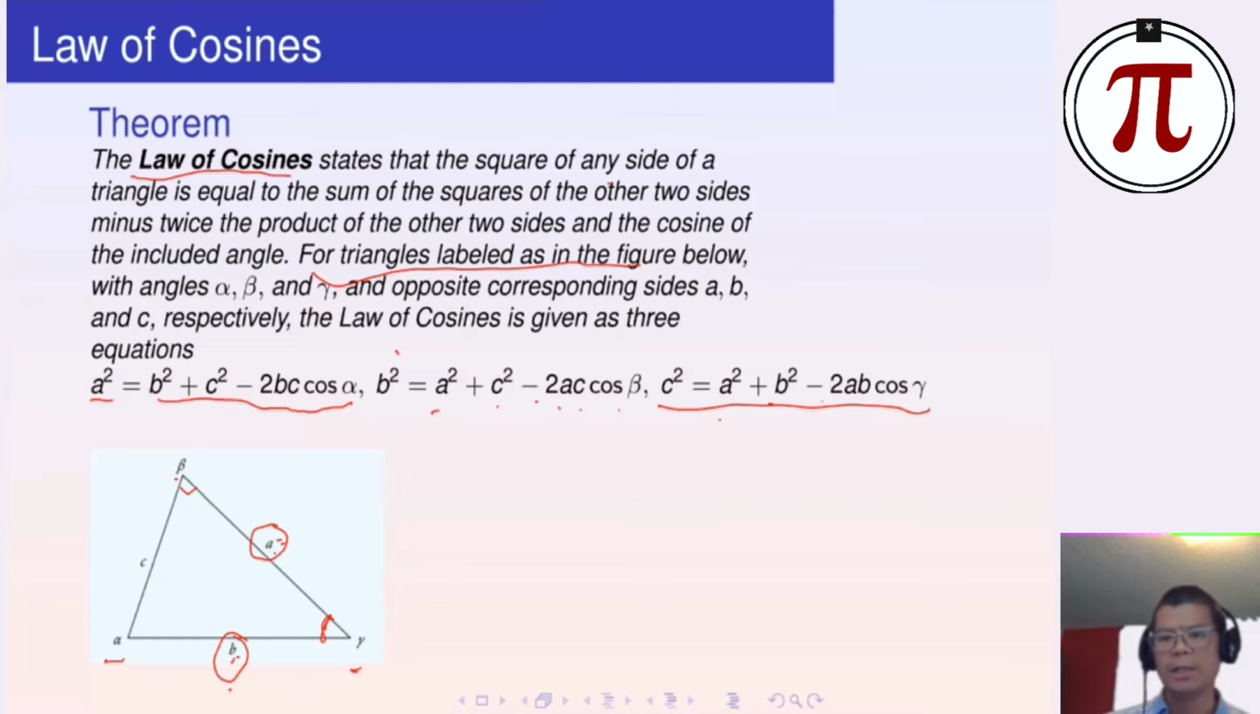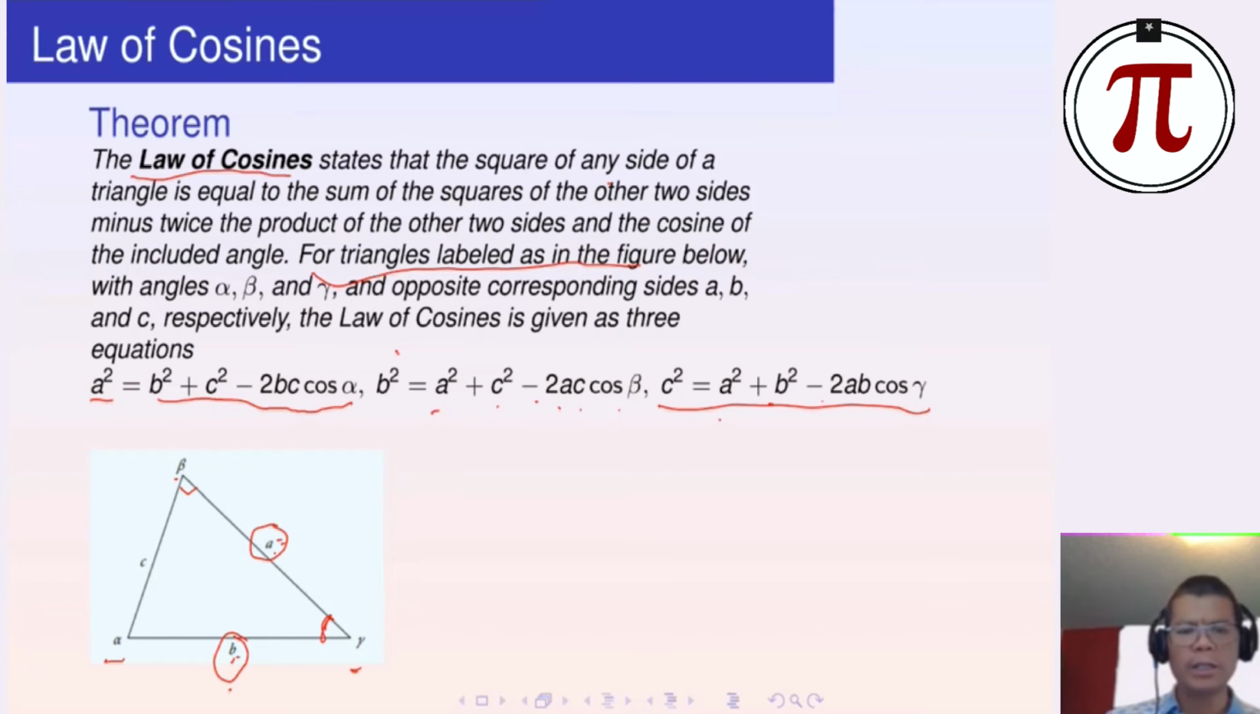Okay, let's consider an example here. Just one example about the law of cosines, on how to use it to solve a triangle. That basically means we want to find out these ones.